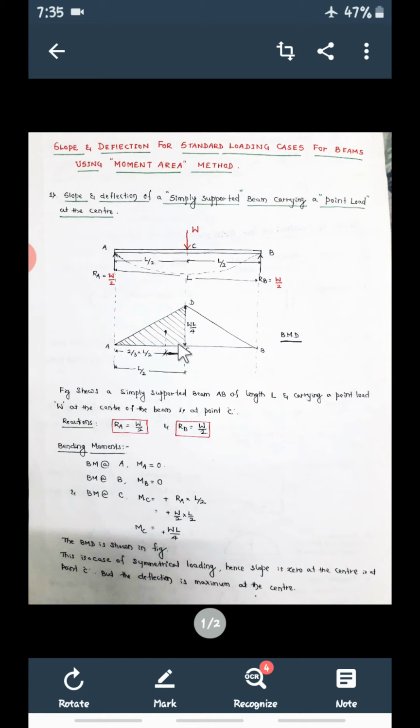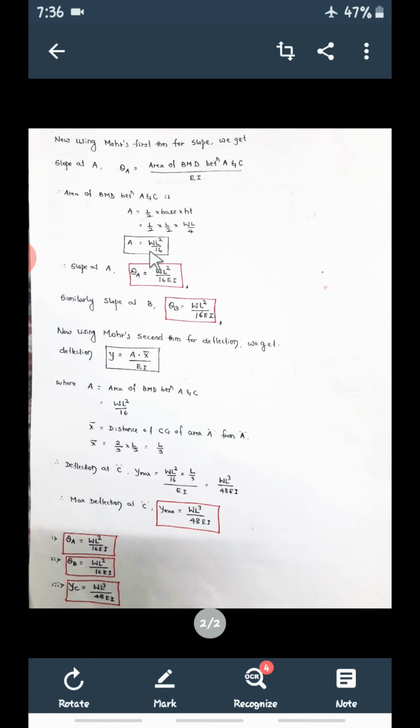What is the base? Base is L by 2. What is the height? WL by 4. The bending moment at this point you have already calculated, so the height will be WL by 4 and the base will be L by 2. So the area of this triangle between A and C is half, base L by 2, height WL by 4.